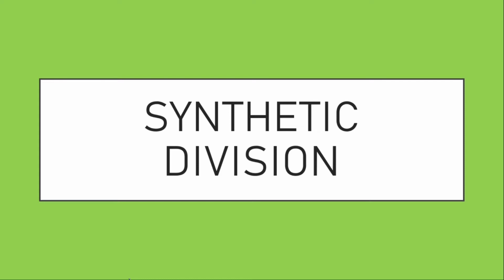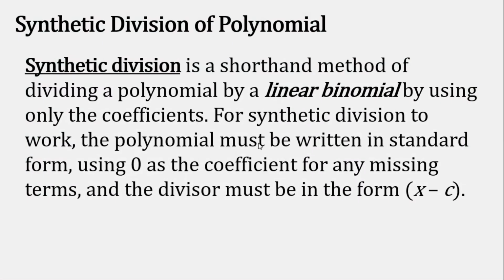Today we're going to study division of polynomials using synthetic division. So let's start. Synthetic division is a shorthand method of dividing a polynomial by a linear binomial using only the coefficients. For synthetic division to work, the polynomial must be written in standard form using 0 as the coefficient for any missing terms, and the divisor must be in the form of x minus c.